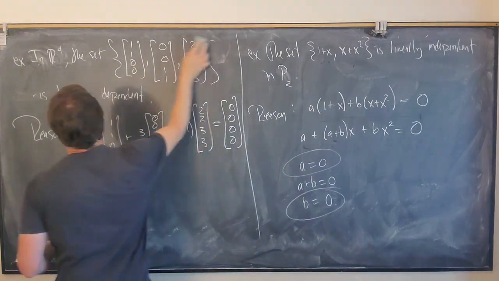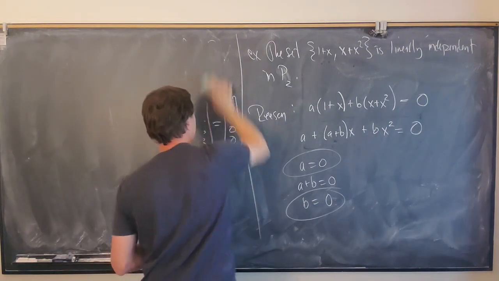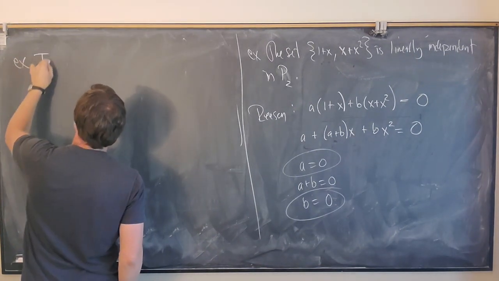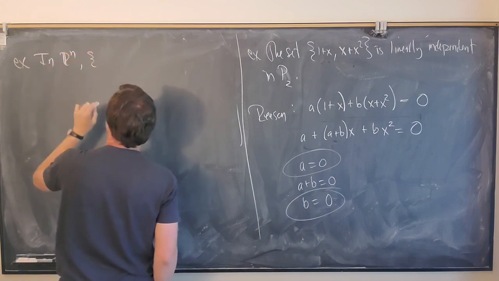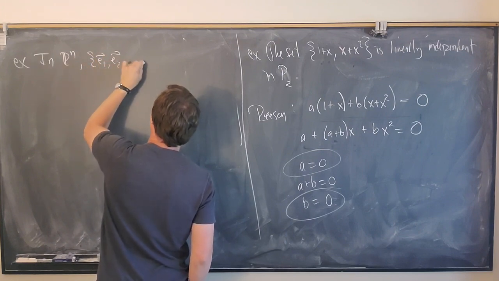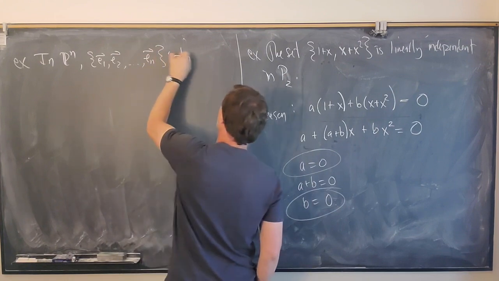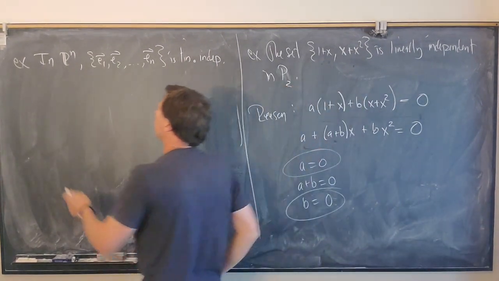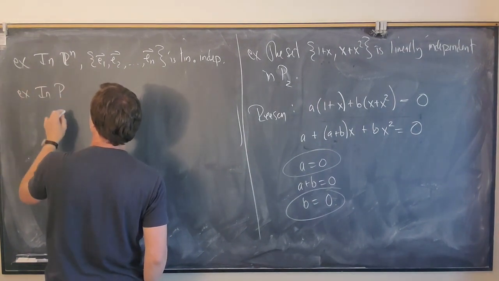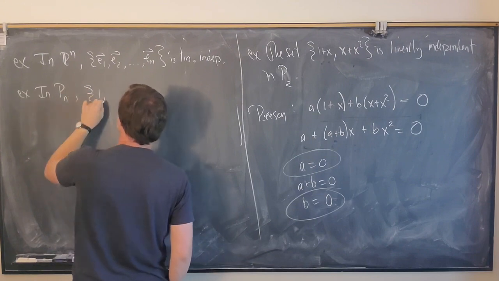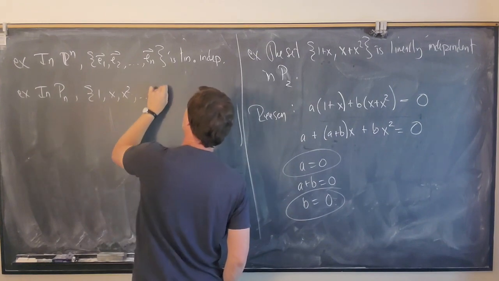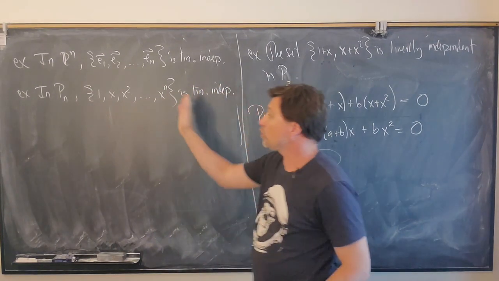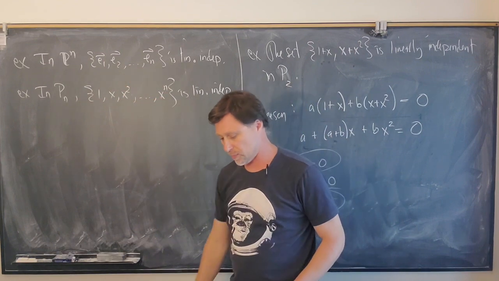A couple more examples here. So let's see. In Rn, the set consisting of E1, E2, all the way up to En is linearly independent. And I'm not going to work this out. I want you to work this out for yourself. It's fairly easy to verify. Another example, and these are facts that we'll need later on: in Pn, the set of polynomials 1, x, x squared, all the way up to xn, this set right here is linearly independent. Once again, I'd like you to go through and verify that this set right here is linearly independent.